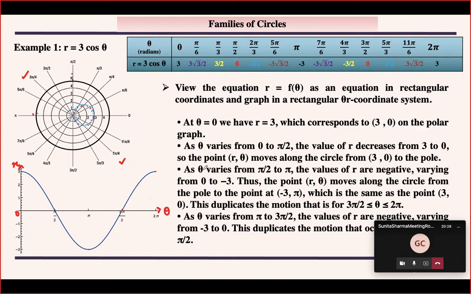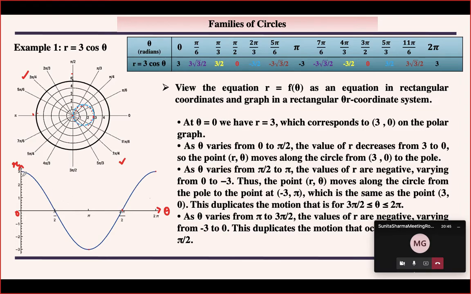Ma'am, like in this method, first we'll fix the theta, and then we have to find the r. Then we have to plot it on the theta-r. Yes. Isn't this longer than normal plotting, because we are doing plotting 2 times?